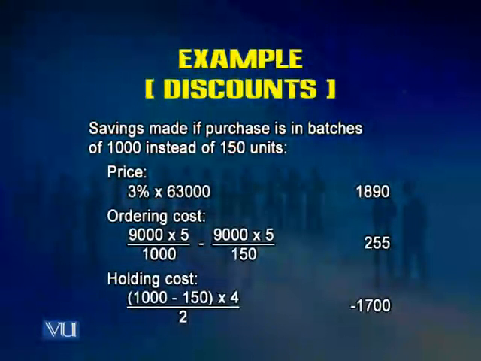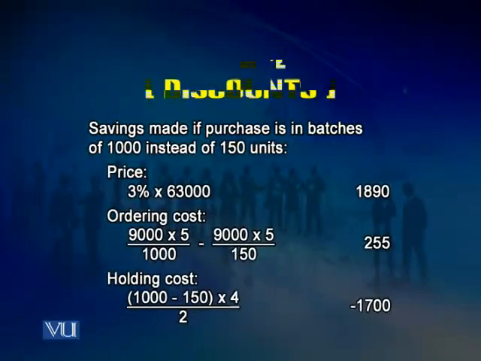The second is the saving in the ordering cost, because there will be fewer orders. The cost per order was rupees 5. The number of orders will reduce from 9,000 divided by 150 to 9,000 divided by 1,000. Therefore, we can see from this that the saving in ordering cost is 255. So these are the two savings, 1,890 and 255.